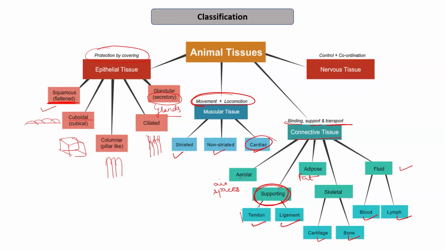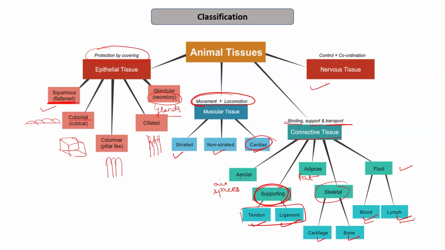So these tendons and ligaments help in the joining of bone to bone and bone to muscle respectively. Cartilage and bones are different types of skeletal connective tissue that provide the support. Then we have that provides the strength and support. Then we have fluid connective tissue that consists of blood and the lymph, which is fluid in nature.